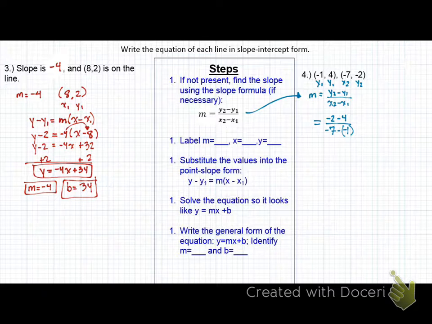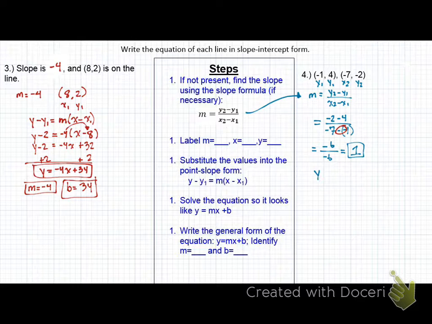When I subtract a negative, what am I really doing, everyone? Adding, right? So what's -2 minus 4? Good. What's negative 7 plus 1? What's negative 6 divided by negative 6, everyone? 1. Good. So that's our slope. I want you to finish the problem. Give me the equation, slope, and y-intercept. Okay, I'll give you 2 minutes. Go. Good.